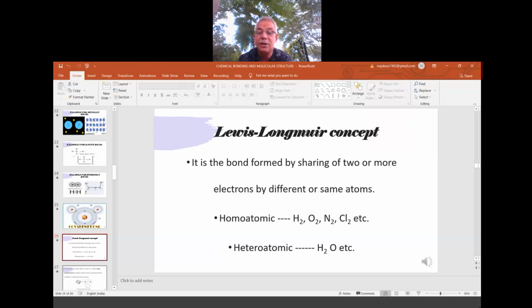In H2, H and H are the same. In O2, O and O are the same. In the same way, in N2, Cl2, the combining atoms are the same. And they are called homo, similar, same. So homoatomic molecules are also called molecules of an element. Actually they are elements only. Because they occur in molecular form, they are called molecules of an element.